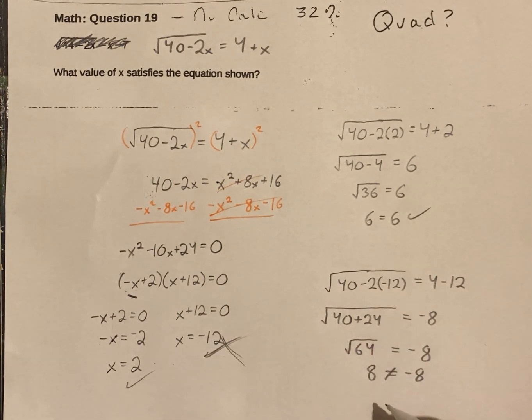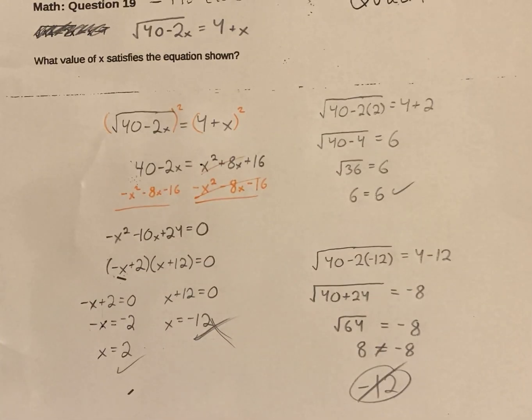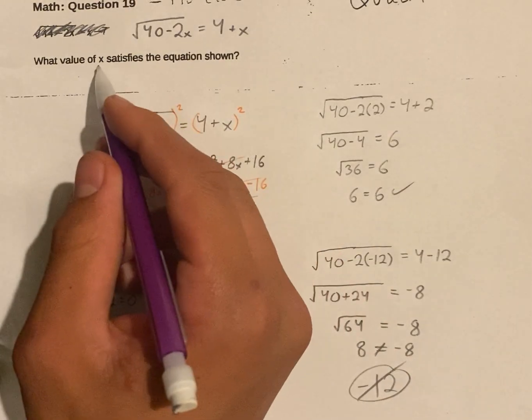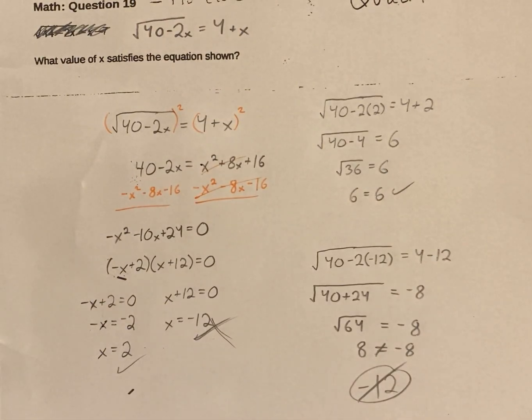Negative 12, not the right answer. And that's how I figure out the equation. So what value of x satisfies the equation? 2. And that is how you get the answer.